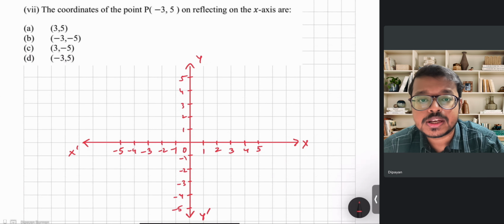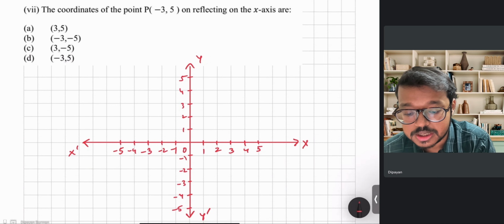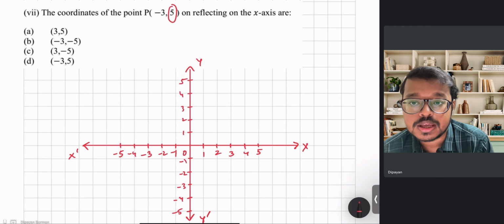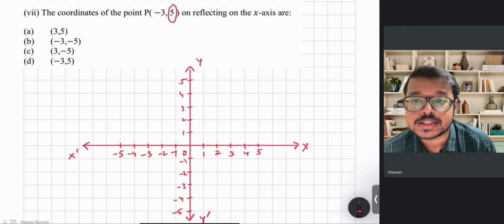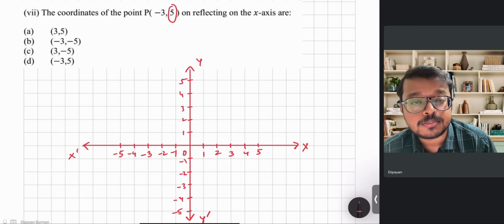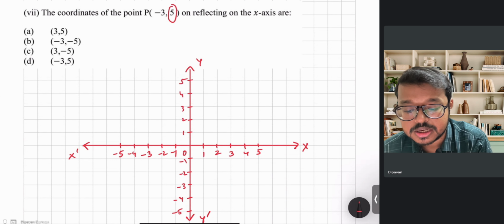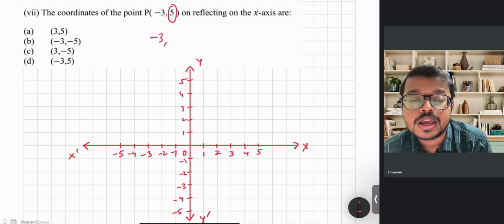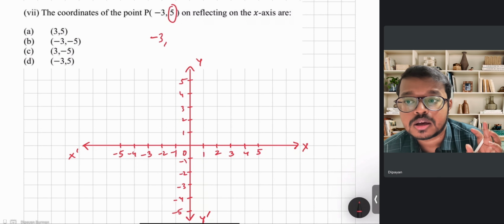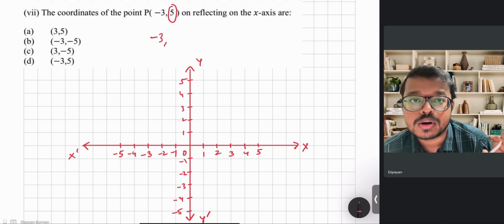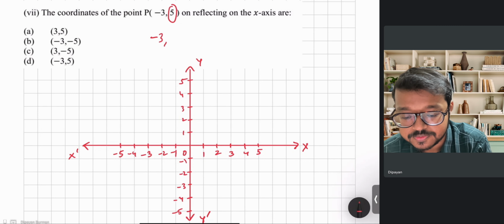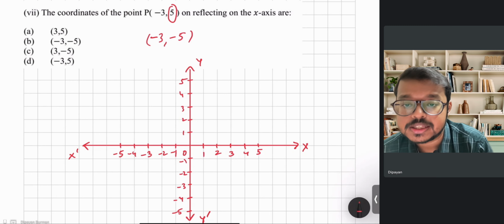Now if I want to reflect it on the x-axis, according to the concept, you can think that the y coordinate's sign will change. At any point when reflected on the x-axis, the coordinates of the image will have the same x coordinate, so same x coordinate -3, but the sign of the y coordinate will change. Suppose here the object P had y coordinate positive 5, so its image y coordinate will be negative 5, and we can easily get the answer.